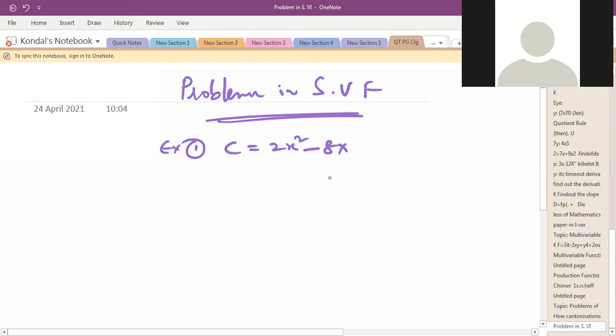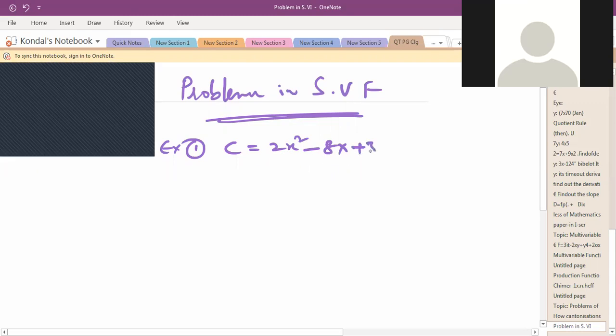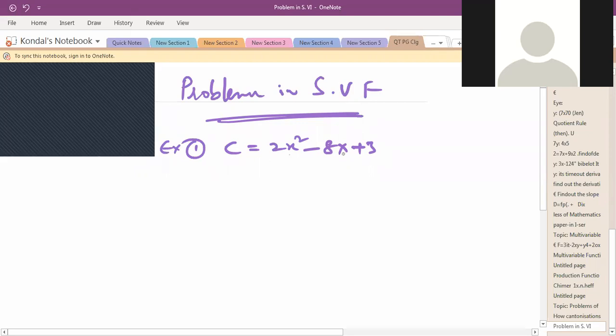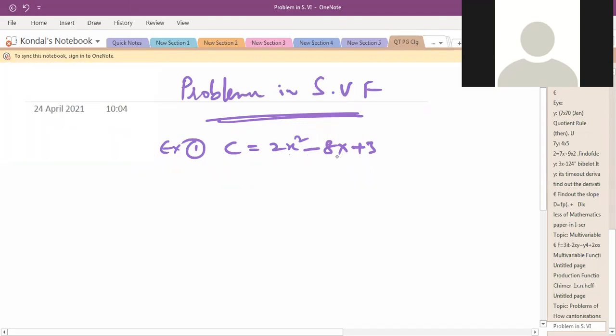2x square minus 8x plus 3. So this is the single variable function, right? C is the dependent variable, x is the only independent variable. So only x is there, therefore it is a single variable function. For example, sometimes they will give you like this: c is equal to x square minus 8x plus 3.